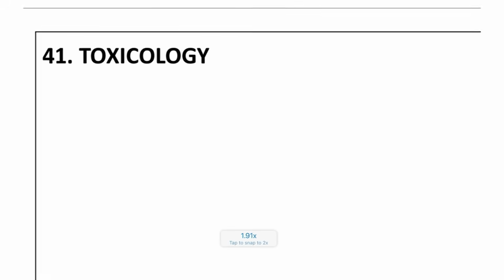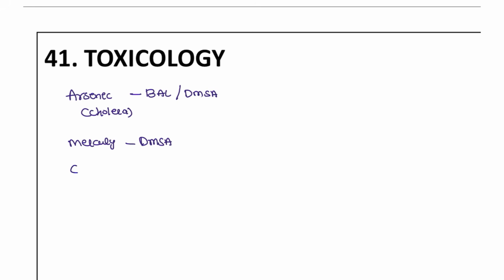Next, toxicology. In toxicology, questions can be expected on the antidotes. Arsenic resembles cholera; the same cholera-like presentation will be seen. For this patient, you are going to give British anti-Lewisite, or you can also give DMSA. Next, for mercury, bony deformities will be seen, right? DMSA is given for this patient.